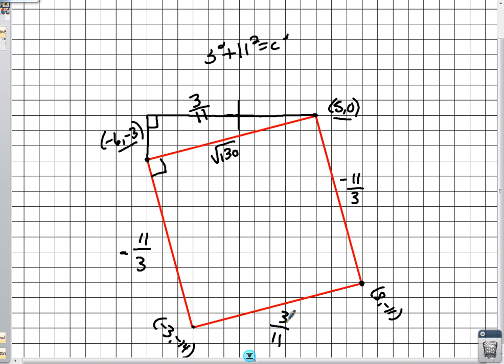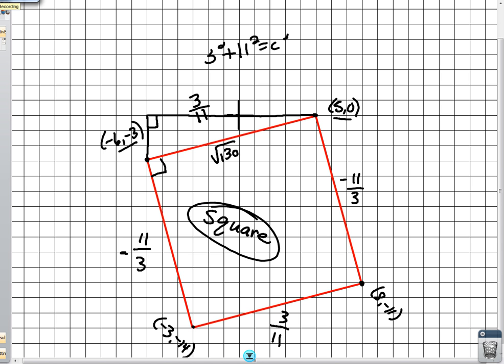So this would be a parallelogram, because opposite sides are parallel. It was a square, or excuse me, it was a rectangle because these were perpendicular. It was a rhombus because all 4 are the same. And since it is a rectangle and a rhombus, it is a square.